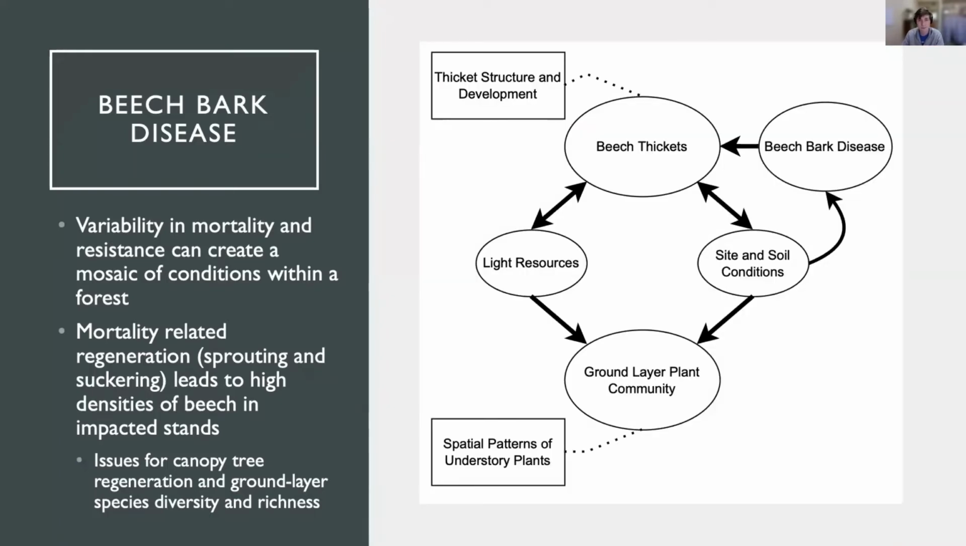So conceptually, thinking about how beech thickets, these dense regeneration areas, are influencing light resources, site and soil conditions, which will then influence the ground layer plant community, influencing spatial patterns. And we also want to think about how thicket structure and development will lead to these effects to the ground layer plant community, and how beech bark disease can vary within a stand.